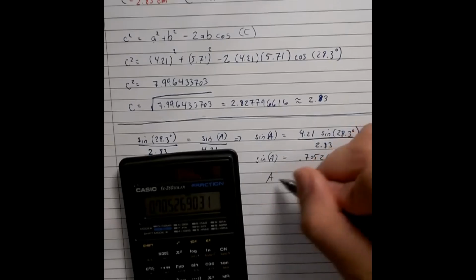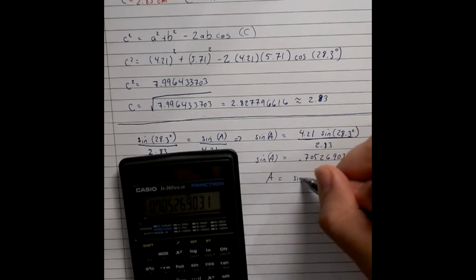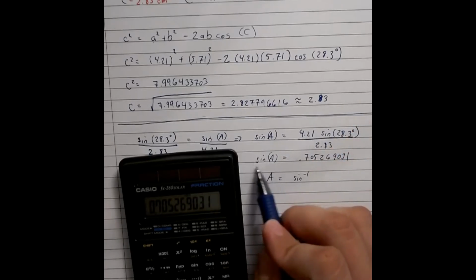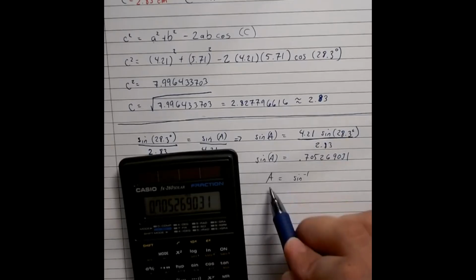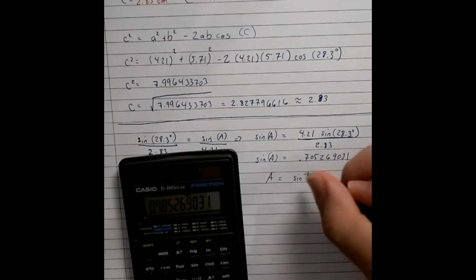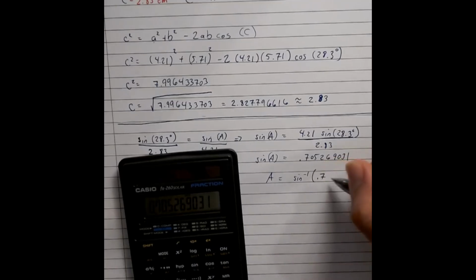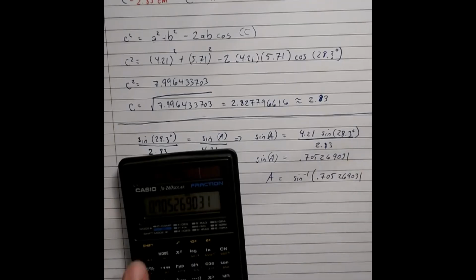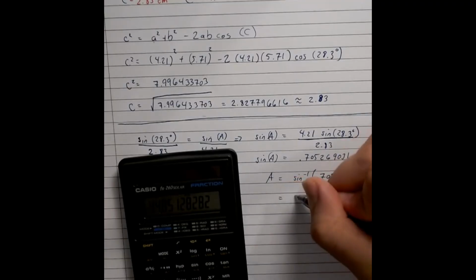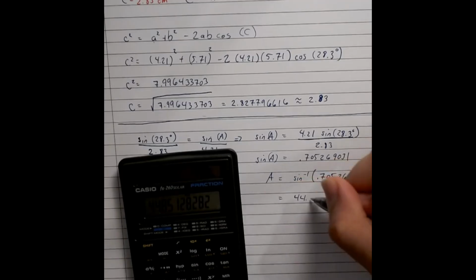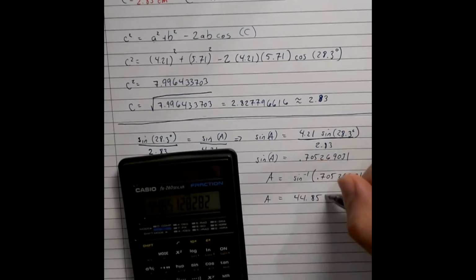But of course, we don't want the sine of A. We just want A. So let's take the inverse sine. If I take the inverse sine here, that'll make this go away, gives me just my A. But then I have to take the inverse sine of the other side. So let's see what happens there. We're going to take the inverse sine, and that's going to give us 44.85128282.